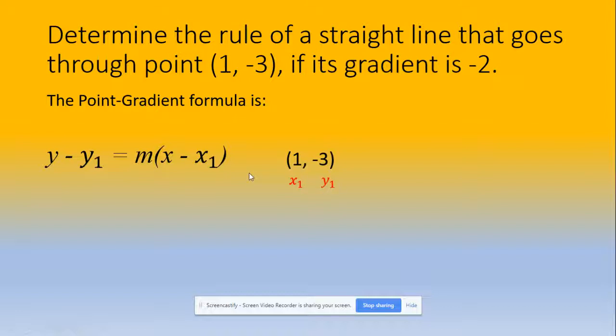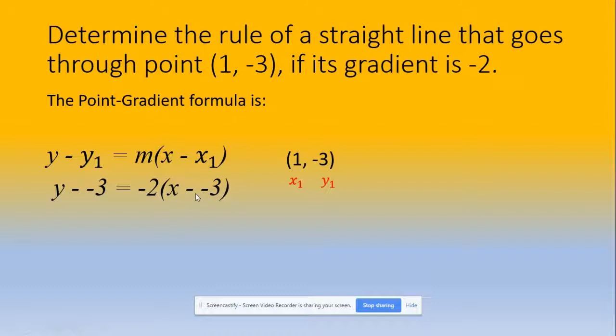So now what you're going to do is substitute it into this equation. Y remains there because it's y. Y1 we can replace with the number we've got there, which is -3. M we can replace because we know our gradient is -2. X will stay there, and then the x1 we replace with 1 because that was the x part of our coordinate. So it's going to look like that. So y take -3. You can see straight away there's an issue there because you've got two negatives, but we'll fix that. Is equal to -2, which is your gradient, x take -3.